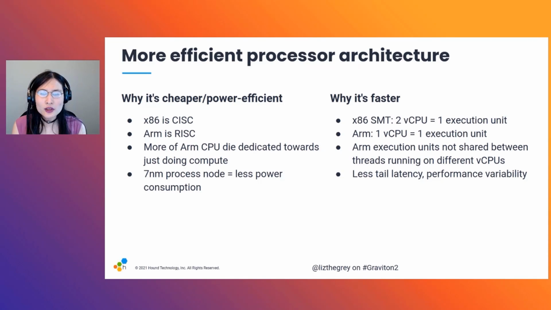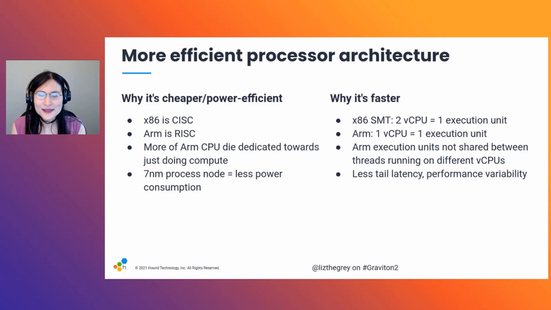Additionally, the current set of processor architecture designs from Intel are primarily on the 10 nanometer process, and we know that the smaller the process node gets, the more power efficient the processor is. So with a 7 nanometer process node, the Graviton2 processor can have a higher transistor density and can consume less power. So that leads nicely into why, core for core, the ARM processors are not just cheaper, but faster.